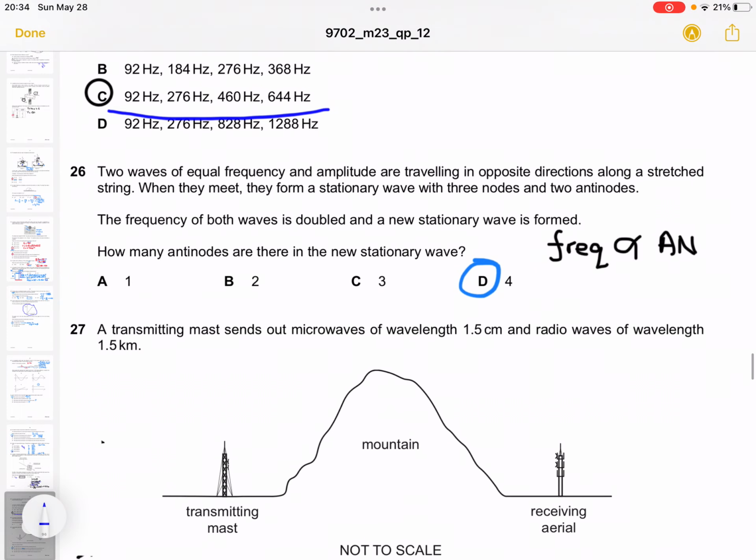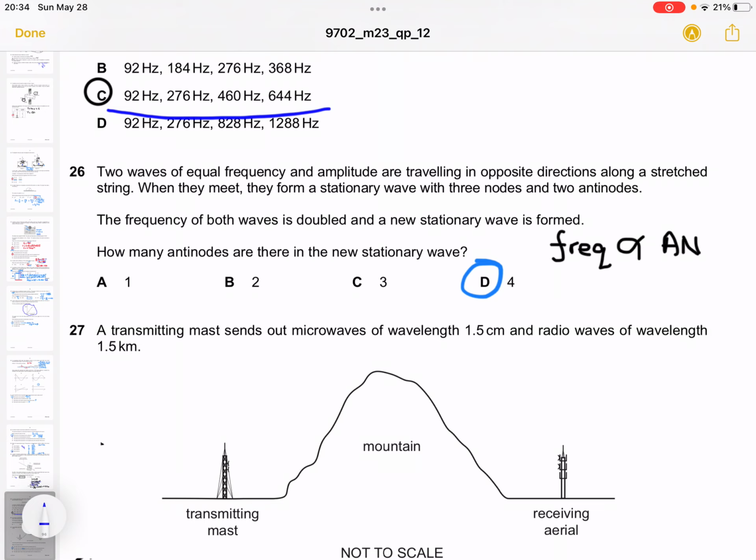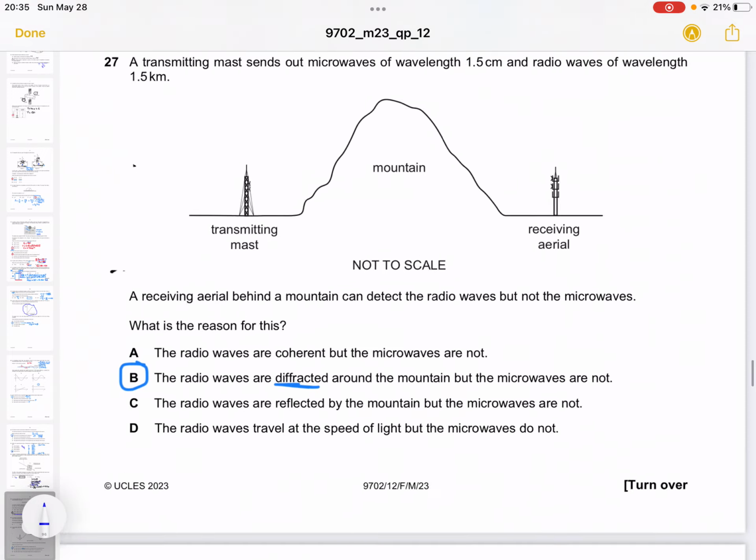Question number 26 says that two waves of equal frequency and amplitude are traveling in opposite directions. When they meet, they form a stationary wave with 3 nodes and 2 antinodes. The frequency of the wave is doubled and a new stationary wave is formed. How many antinodes are formed in the new wave? The frequency is directly proportional to the antinodes. So before there were 2 antinodes, so now there would be 4 antinodes. So D is the appropriate answer.